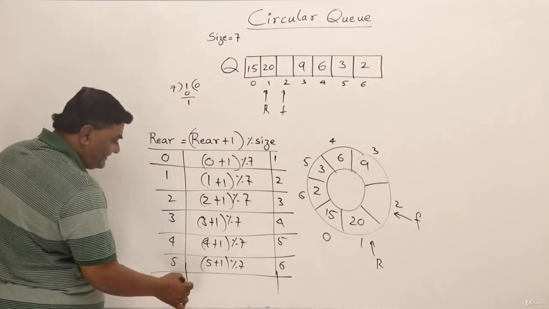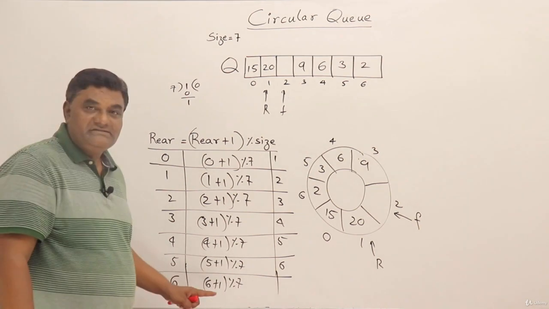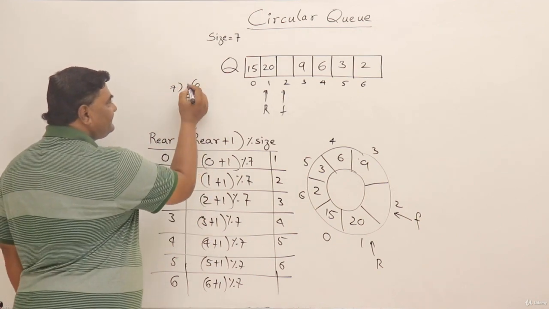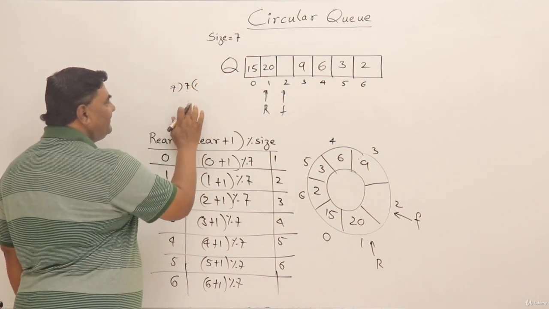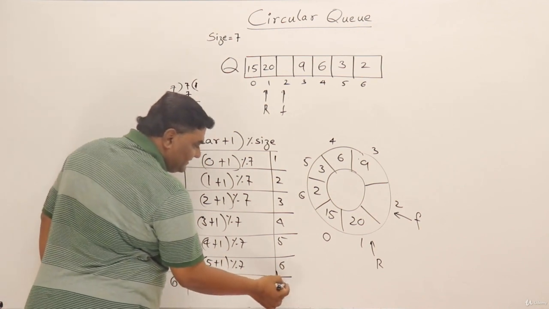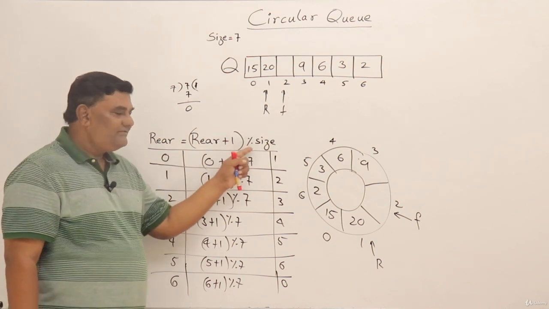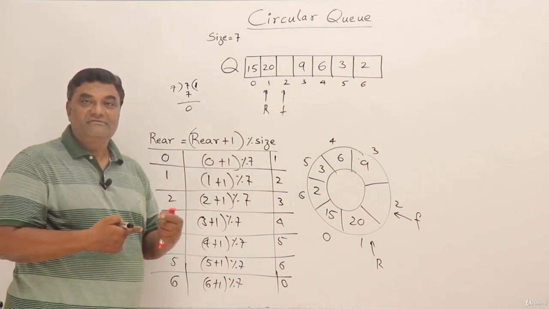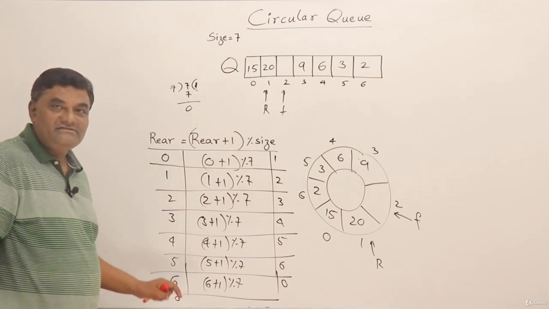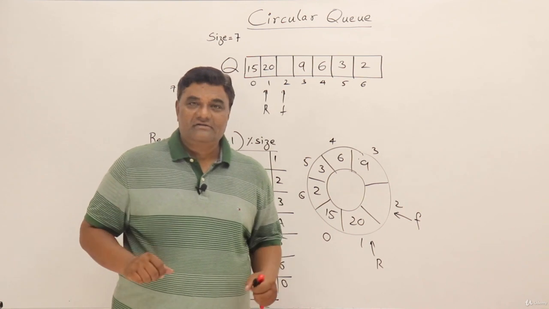From 6, if we say next, 6 plus 1 mod size, 7 mod 7. 7 mod 7 means 7 ones are 7, remainder is 0. So remainder is 0. So again rear is back on 0. So this statement will give us circular values. From 0 it has started, again reached 0. So by using the mod operator, we will be moving front and rear.